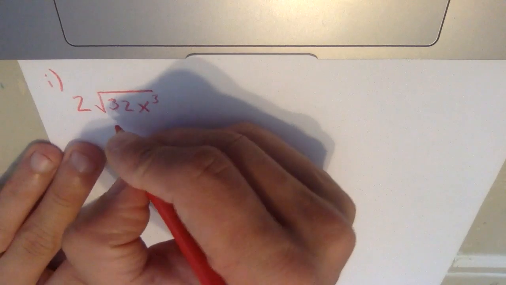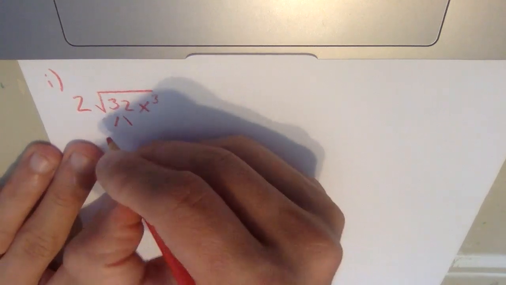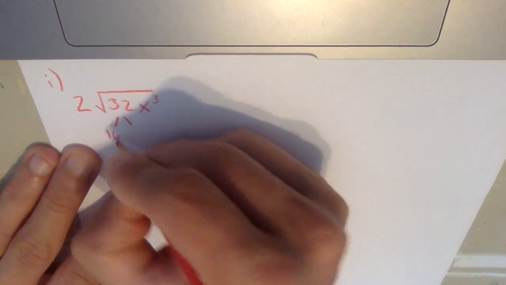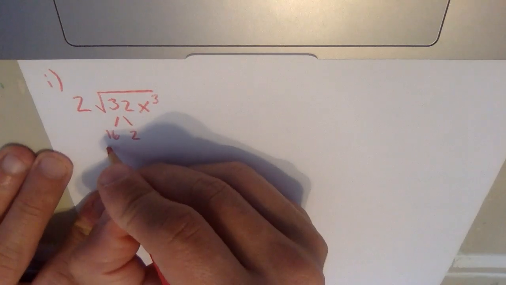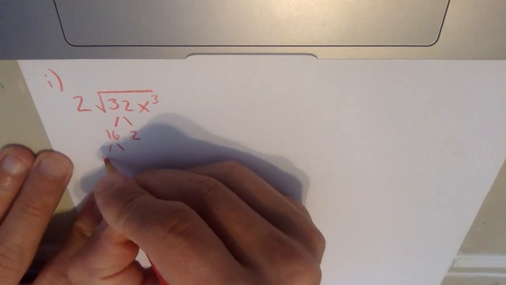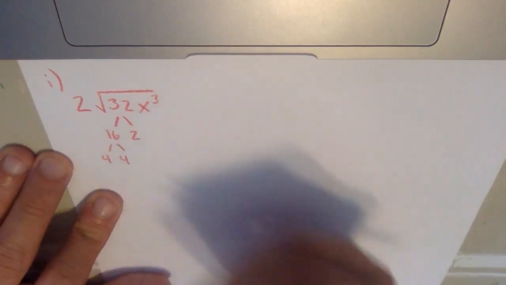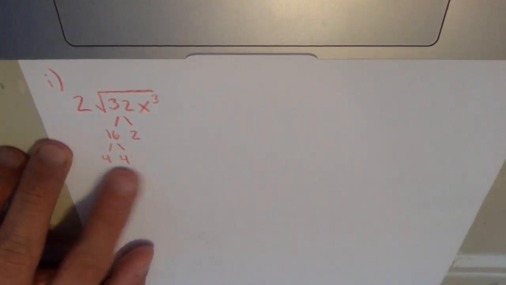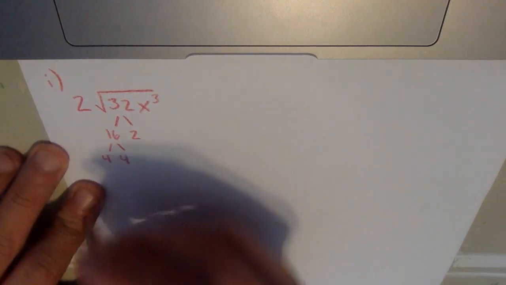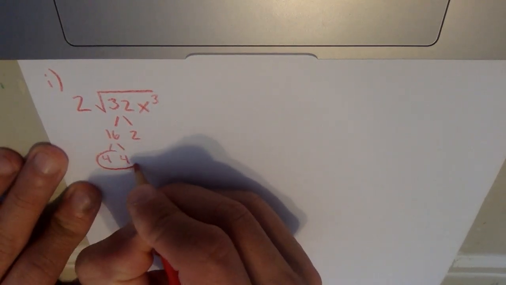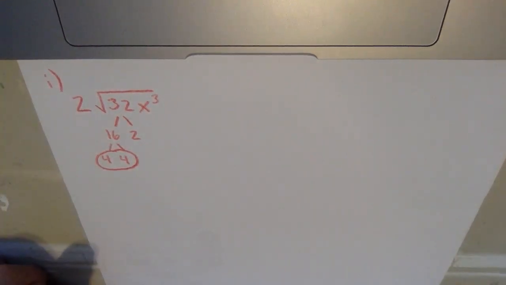I'll start to break this down. We're going to go with 16 and 2. And then I'm going to keep going here to 4 and 4. And notice the 4s would break down, but that's already a pair. So I'm going to end it right there and circle that because I've got a pair of 4s.